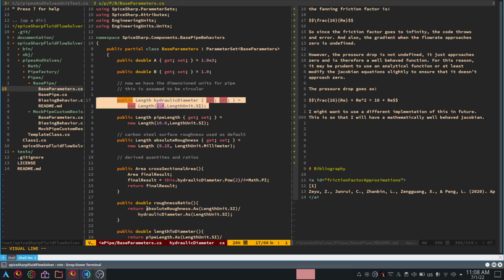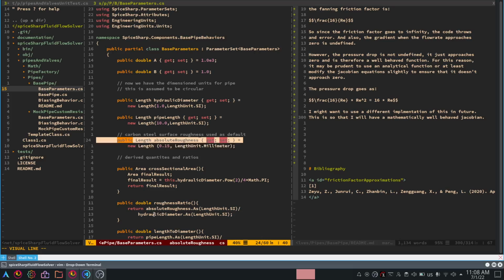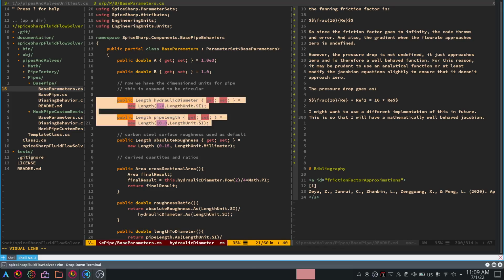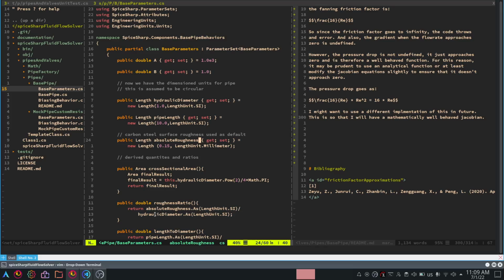So for example, when I have a hydraulic diameter here, I can declare a length object, and I need to specify a quantity right here and a unit right here. So this is in SI units, which is meters. Pipe length is also in SI units. But absolute roughness, I can dimension using millimeters, as you can see here. Anyway, all of these things I just plug into the base parameters class right here.